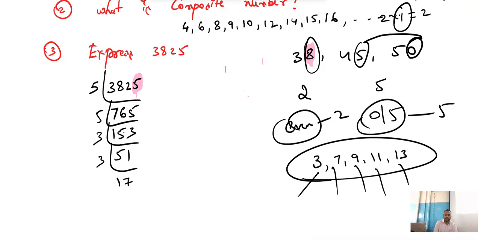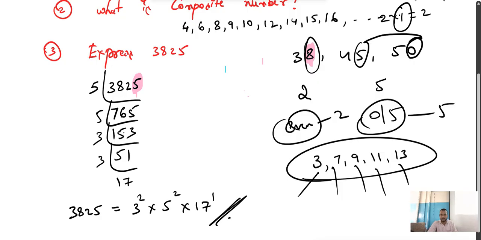Now 3825. 3825 can be written as, you have to write in ascending order. First 3. 3 how many times? 2 times. 5 how many times? 2 times. 17 how many times? 1 time. So these are the product of prime factors.